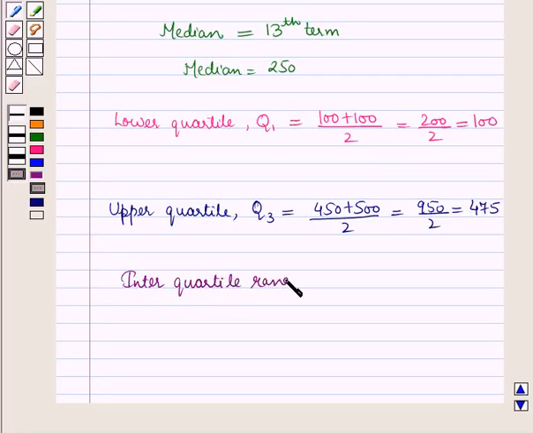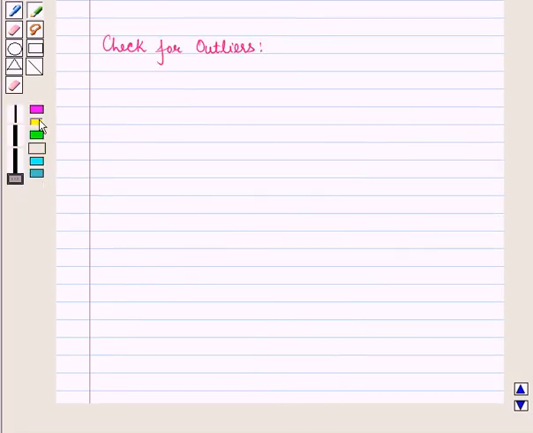Now let us find the interquartile range, which is equal to the upper quartile minus the lower quartile, that is Q3 minus Q1, which is equal to 475 minus 100, and this is equal to 375. And now let us check for the outliers.